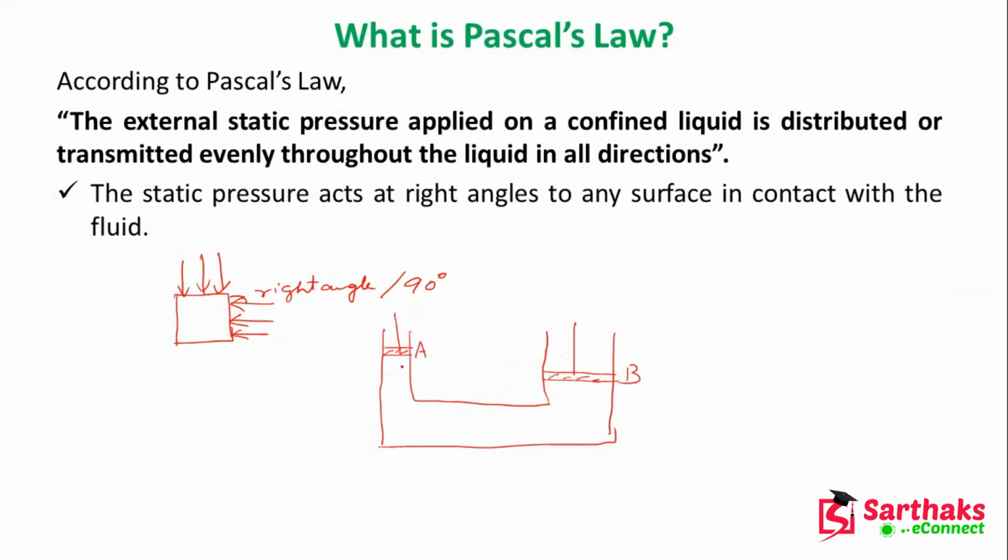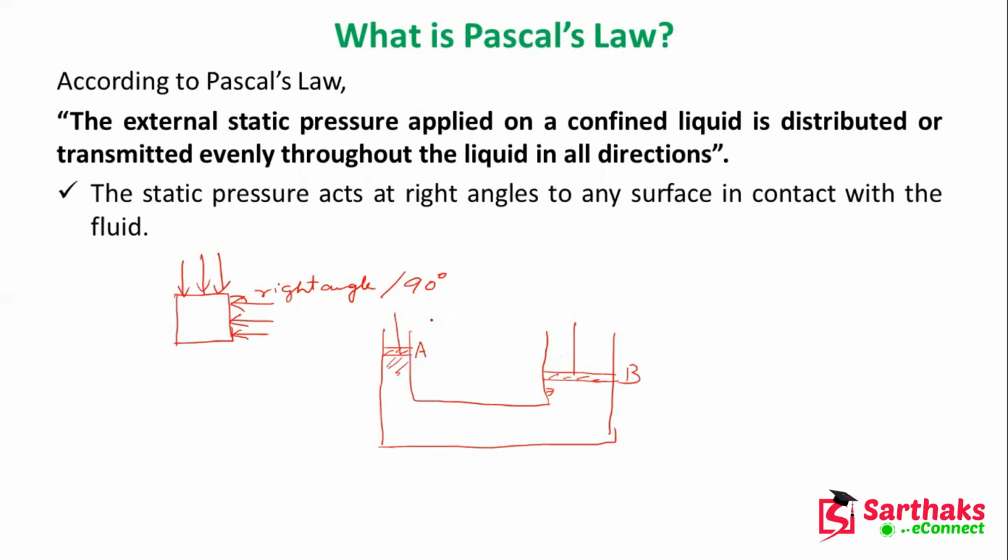Why? Because the total volume, whatever you have inside this structure, that should be same. So if I am just going to reduce the area in this case, that means the area in this portion should be increased. That's why you can see that the piston B rises upward, right?